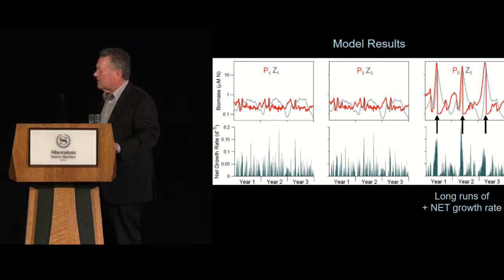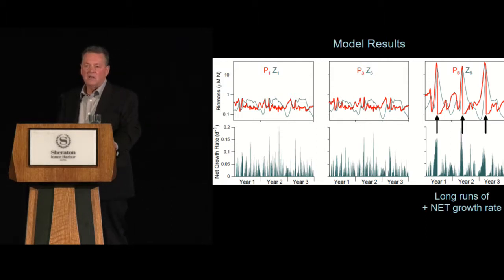For the small size classes, there are these high frequency oscillations between positive and negative net growth rate. But for the large cells, there are these runs, these long periods of sustained positive net growth rate. So it looks like the duration of these runs of positive net growth rate are the explanation of why blooms can develop. Even though the net growth rate might not be a large rate, if it's sustained over a long enough period of time in a continuous series, that allows biomass to grow exponentially and build to these high levels that we see during the springtime.